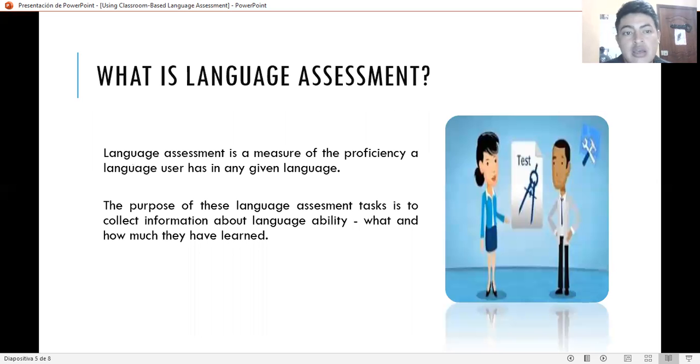So next, what is language assessment? Language assessment is a measure of the proficiency a language user has in any given language. The purpose of this language assessment task is to collect information about language ability and what and how much they have learned.